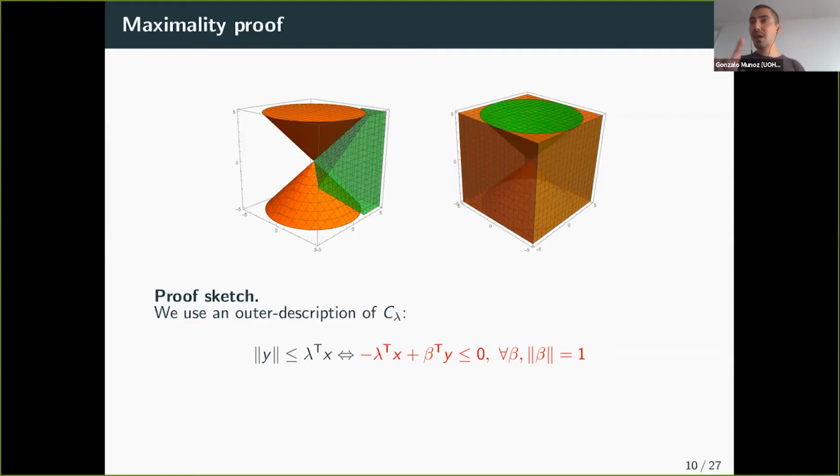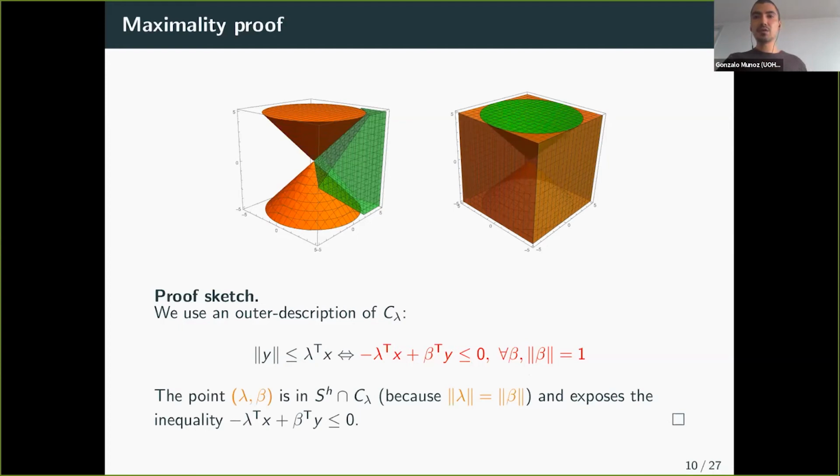And now you have this outer description of your set. And then what you can do is look for an exposing point for each one of these inequalities. And we show that the point lambda beta is part of the exposing point that you want. It's in the intersection of both and exposes the inequality that you want. And that's the proof. So now we want to work toward non-homogeneous quadratics.